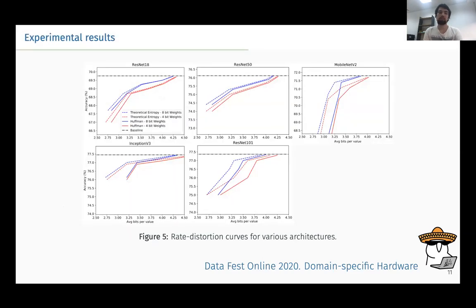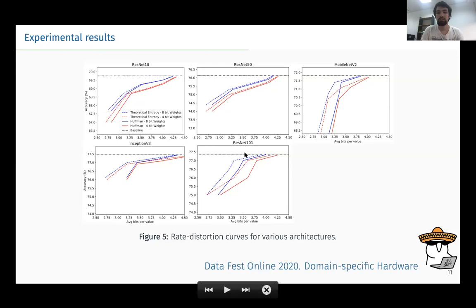And let me show you the results. We used 8 and 4-bit weights and different sizes of activations to achieve rate distortion curves. Rate is measured by bits per value and distortion by accuracy. The dashed lines are theoretical entropy, just the entropy of the signal, while the solid lines are the real amount of bits we need to write with Huffman coding.